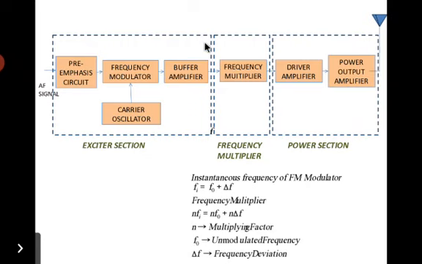Now this direct method has a disadvantage of frequency instability. Variation in environmental conditions, supply voltage, aging of active devices can cause the frequency instability. Therefore, FM transmitter must incorporate some auxiliary means for frequency stabilization.